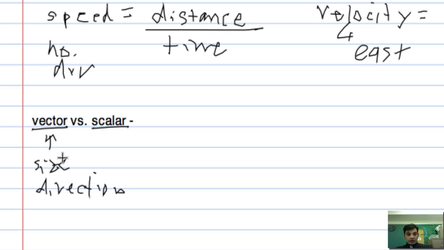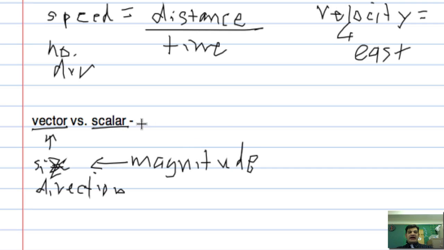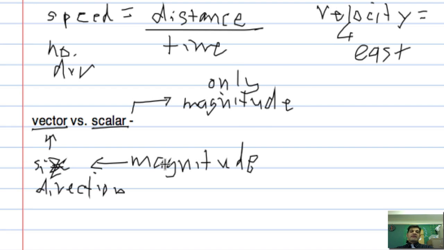And there's a big word that we use for size, and it's called magnitude. That is a 3-syllable word that means size. And then we have quantities that have only magnitude or only size, and we call those scalars. So if it's only magnitude, it's a scalar. If it's magnitude and direction, that's a vector. And so those are kind of the basic ideas we'll be working with.